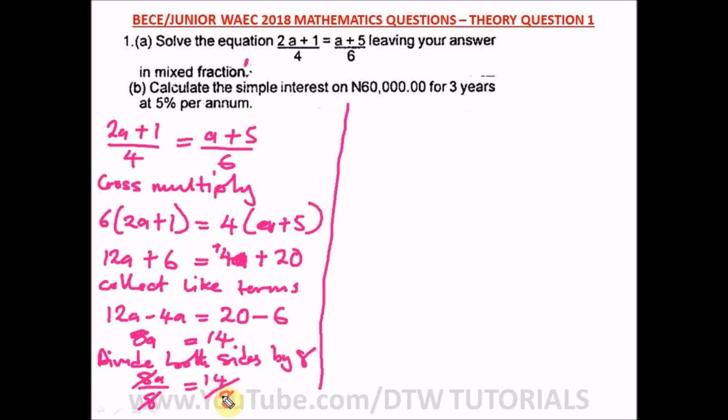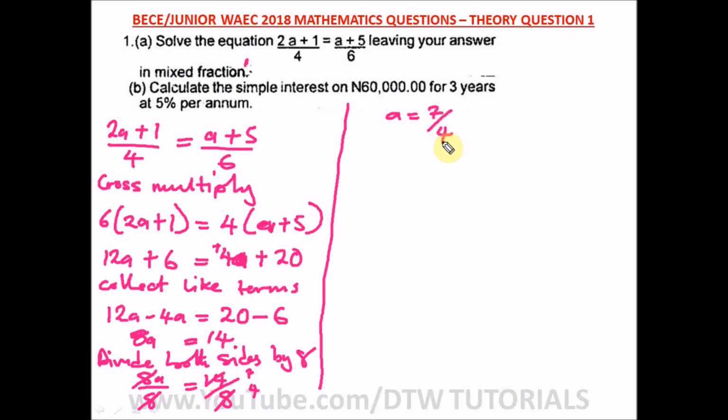Can we cancel out something? Yes, we can. We can say 2 can go in 14 how many times? 7 times. And 2 can go in 8 how many times? 4 times. So we are left with a is equal to 7 over 4. And remember, it says leave your answer in mixed fraction. This type of fraction is improper, so we have to convert this improper fraction to mixed fraction.